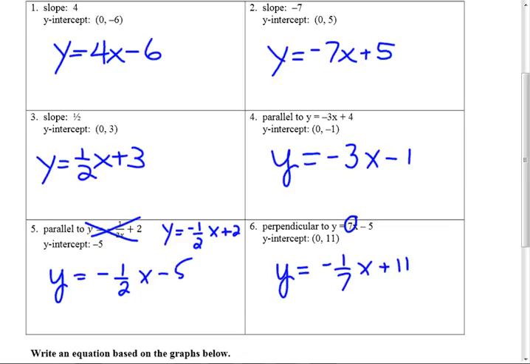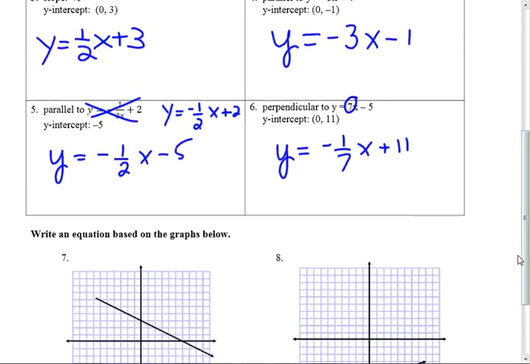I want it parallel to this. Well, the problem with 5 is it wasn't typed right. So that was a problem. This is the slope. I want it parallel. What's true about the slopes if they're parallel?